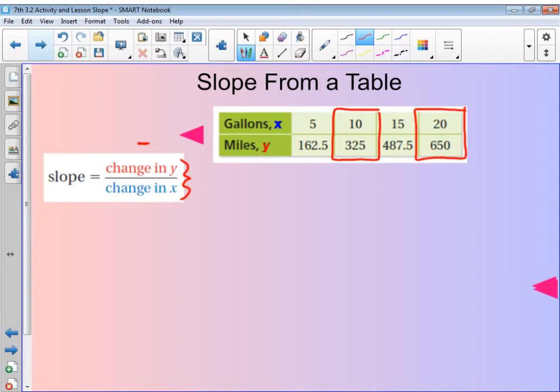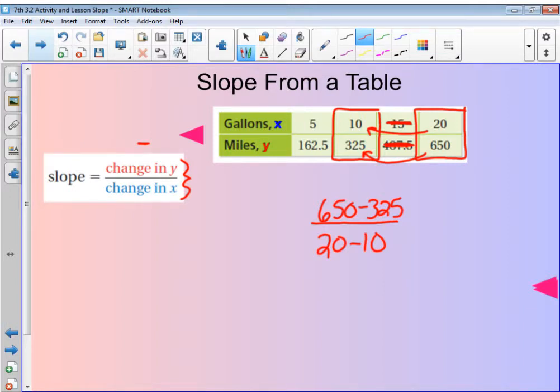I'm going to go ahead and do subtraction between these. So I'm going to put a minus sign just so I remember I'm subtracting. And I'm going to do my right first minus my left. So that's my bottom, 20 minus 10. And the top is going to be 650 minus 325. And the reason I chose those two is just so I didn't have to work with decimals.